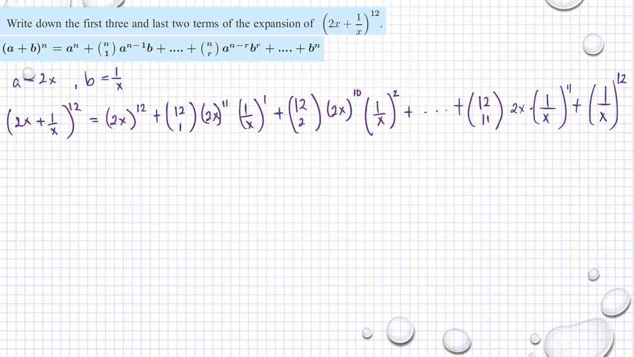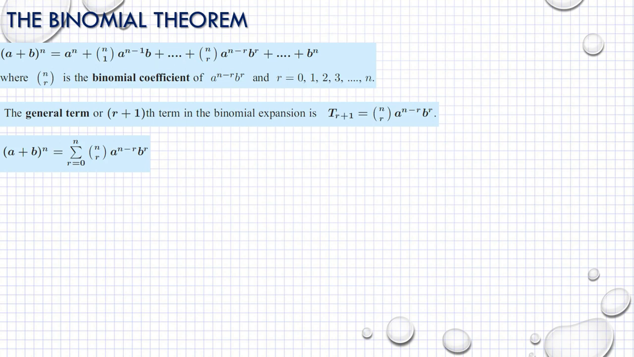That's it. And I hope you learned something, and in my next video I will be discussing some examples regarding these two formulas, the general term and the sum of a binomial series.